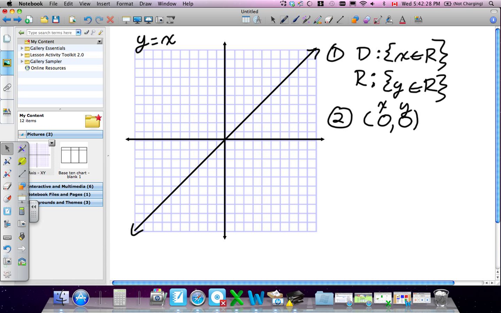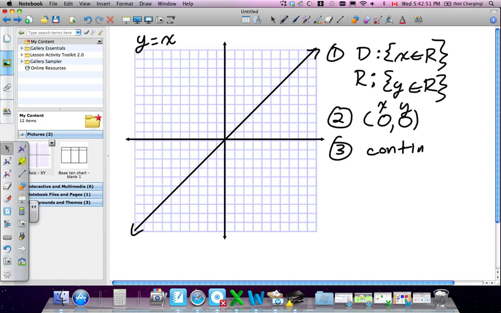What's the third way? Continuity and discontinuity. This function is continuous. It goes on forever. Now, discontinuity deals with when we start getting domains and ranges where we have exceptions to numbers, right? So this is when you have a certain restriction, right? Exactly.